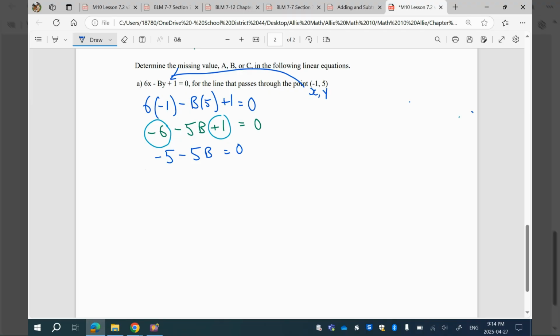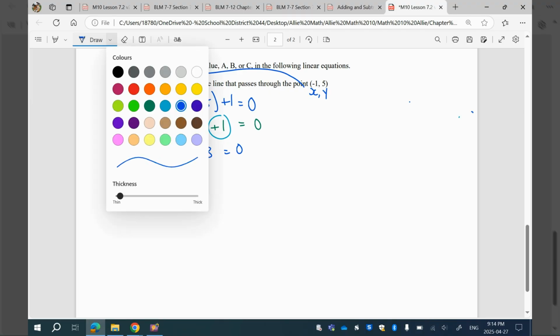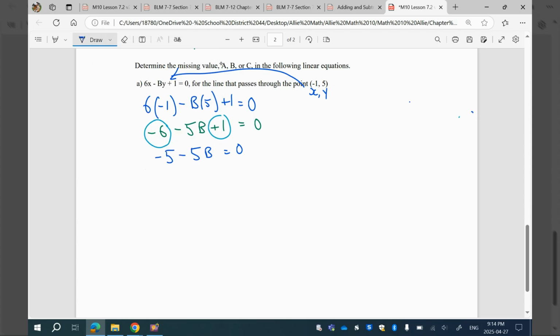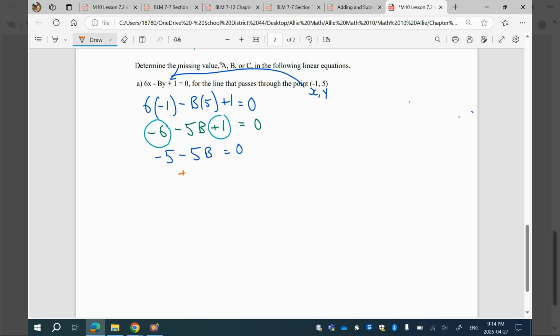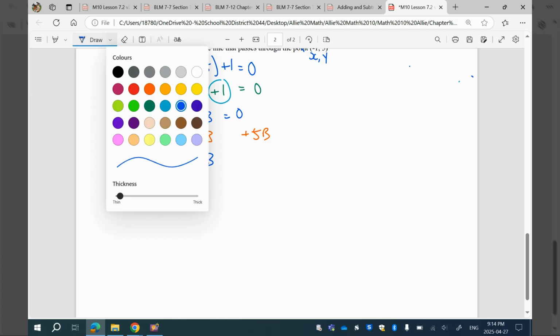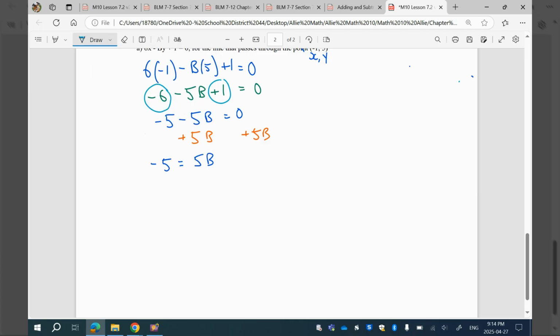I would like our b to be positive. So let's add 5. I'm going to do a different color. Let's add 5b to each side. And we get negative 5 equals 5b. And now our last step, to get the b by itself, let's divide by 5 on each side.